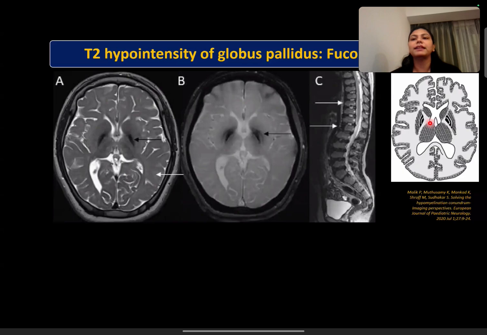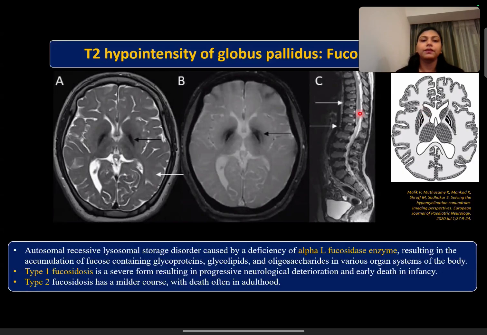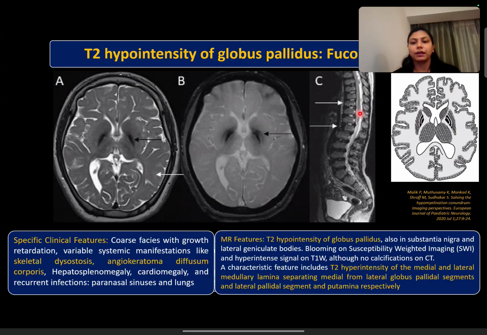So in this globus pallidus, hypointensity will be there, but there will be alternating hyperintensities within the globus pallidi. So this is again a storage disorder. There will be associated hepatosplenomegaly, cardiomegaly, but these patients also have skeletal abnormalities as well as skin abnormalities like angiokeratoma diffusum corporis. And on MR, apart from diffuse hypomyelination, we see this alternating hyperintense signal in the globus pallidus, and there can be associated skeletal and skin abnormalities, which provides the clue.